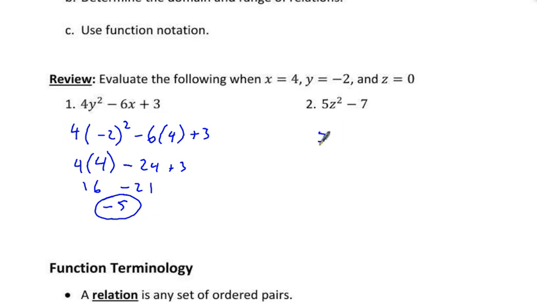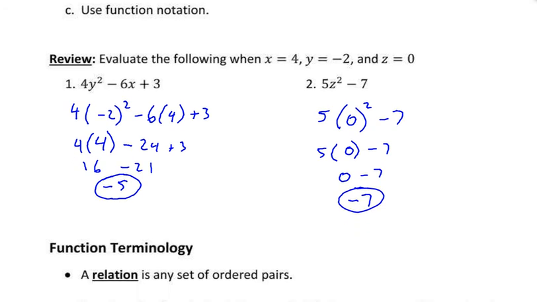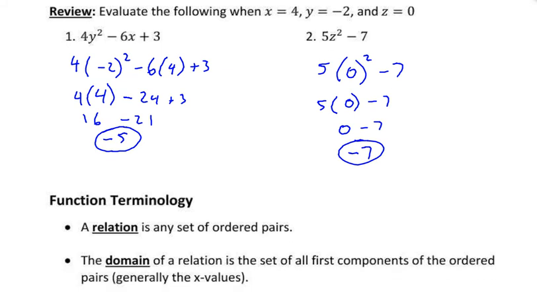In number 2, 5 times z, which is 0 squared, minus 7. Again, 0 squared we do first, which is 0 times 5. 0 times 5 is 0, minus 7 is -7. Okay, so just some quick review here, evaluating expressions.